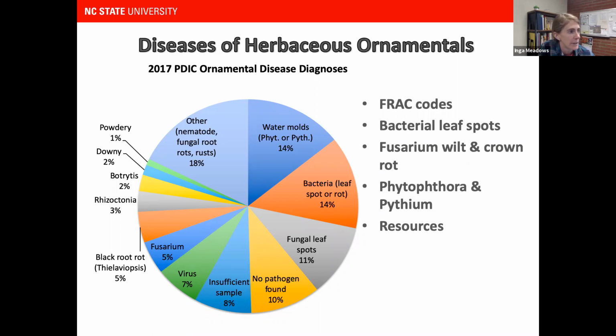Bacteria, the next one down, the bacterial leaf spots or rots, also represent 14%, and these two are the biggest chunk of our problem. So it's representative of the problem in the industry and what nurseries and greenhouses have problems with. So I'll talk about those two, and the water molds are Phytophthora and Pythium. And then the other one I selected was Fusarium, because it's another wilt or crown rot, and it's down in the opposite corner of that pie chart at 5%.